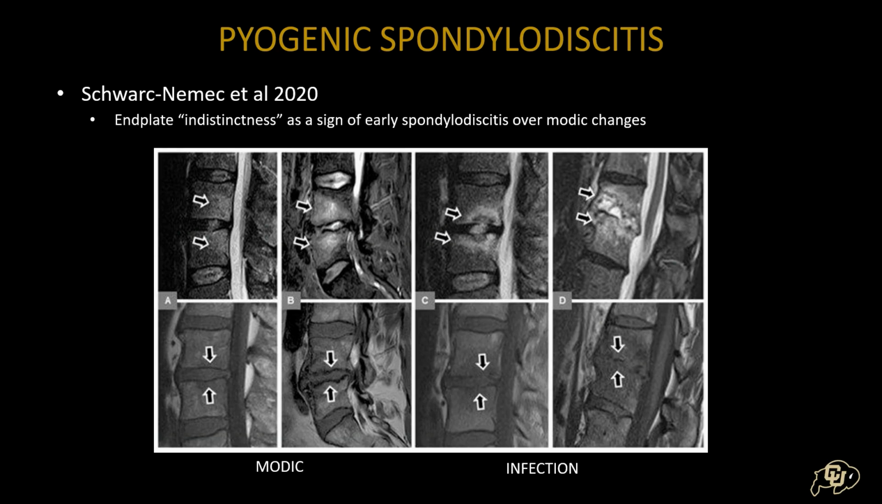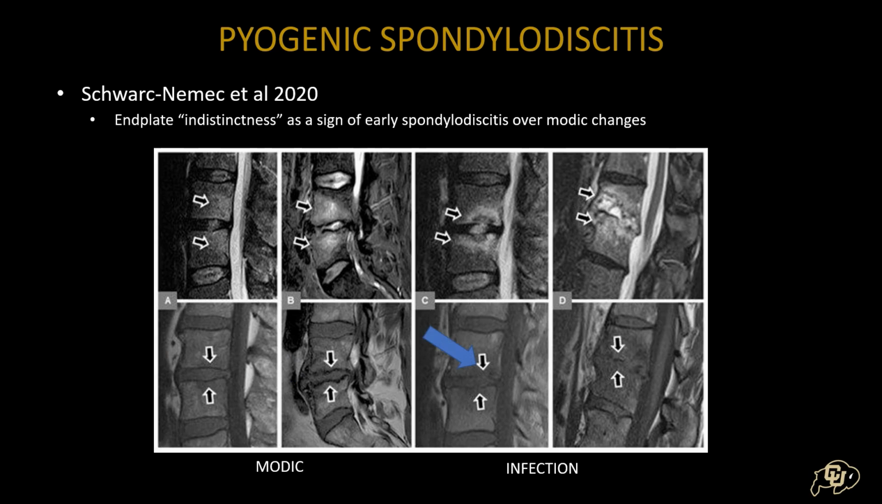Now, I really loved this article and this finding. This is Schwark and Niemak in 2020, talked about end plate indistinctness. So look at the first couple of images here in Modic change. You can see that end plate very, very well across the entire length of that intervertebral disc. But in the infection cases, we start to lose it.